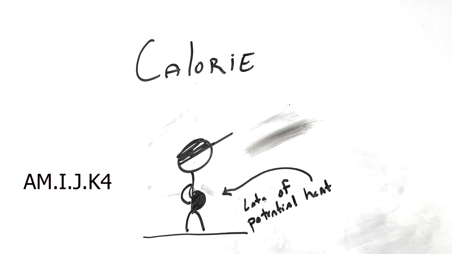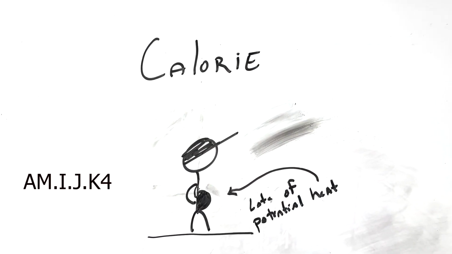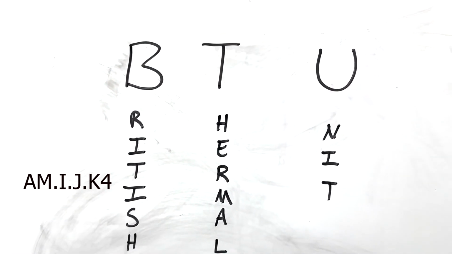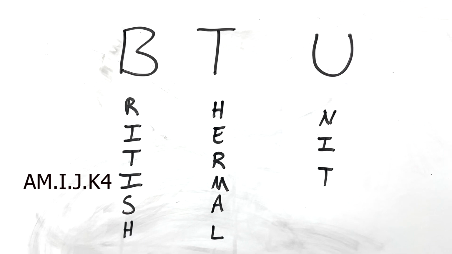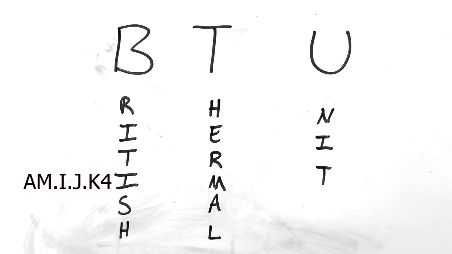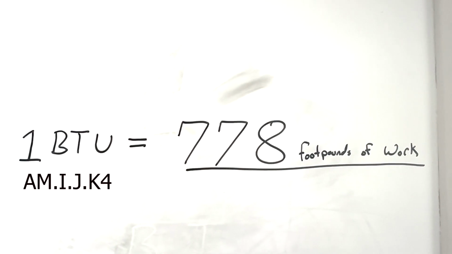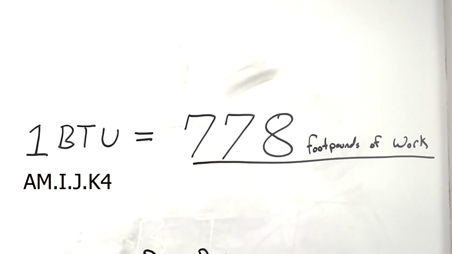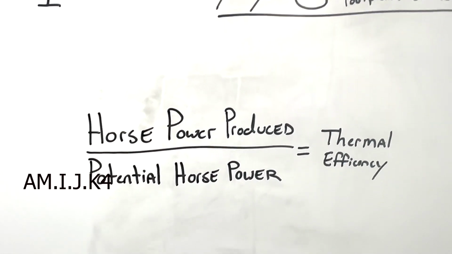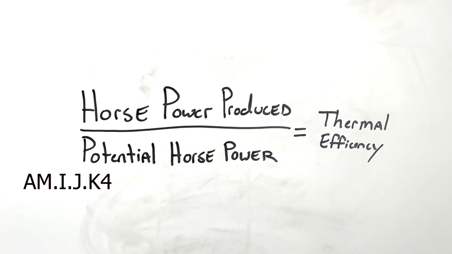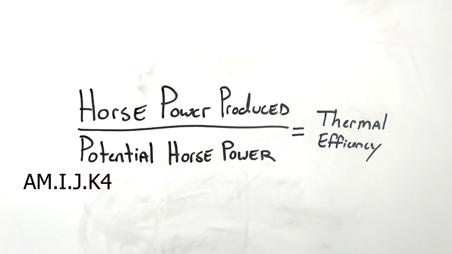race. Heat energy is quantified using 2 units, the calorie and the BTU, British thermal unit. A calorimeter is used to measure heat energy, such as the heat yield of aviation gasoline. 1 BTU of heat energy is equivalent to 778 FTLB of work. Thermal efficiency measures how effectively a heat source's potential power is converted into usable power. It is calculated by dividing the produced horsepower by the potential horsepower in the fuel.